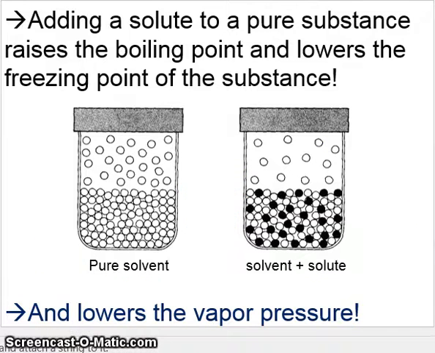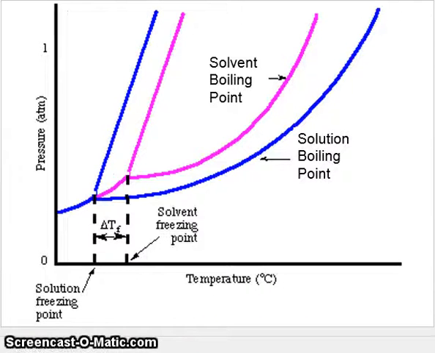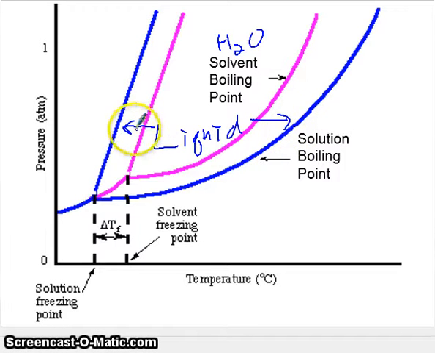All right, and the phase diagram, which we've seen before in chapter 12, looks like this. So here it says the solvent boiling point. This light purple line, you can say, is the solvent boiling point, again, your water. And then the blue line is the solution boiling point and the solution freezing point. So what happens is the liquid range, remember this is the liquid range of the phase diagram, expands. So now water is a liquid at a higher temperature, it's a liquid at a lower temperature.